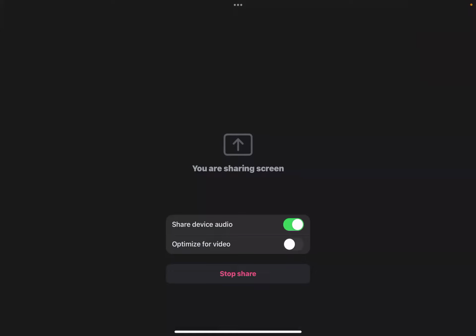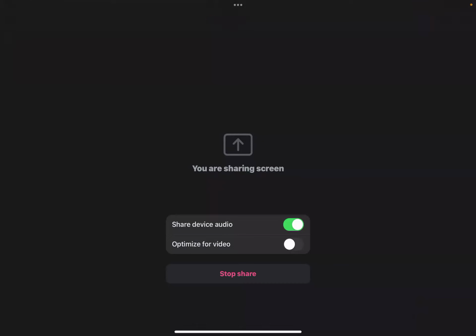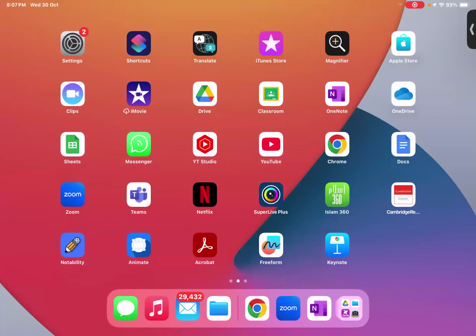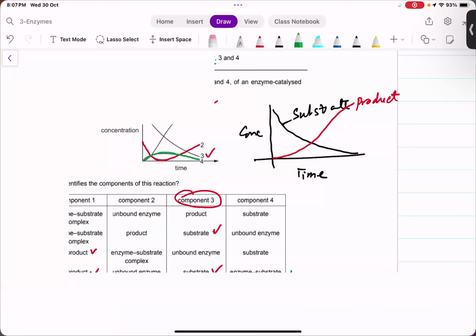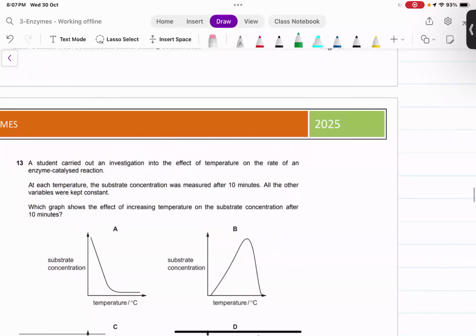Today we will continue the factors affecting the rate of enzyme action. Last day we discussed the effect of temperature and pH, and today we will discuss the effect of substrate concentration and enzyme concentration. So let's see.